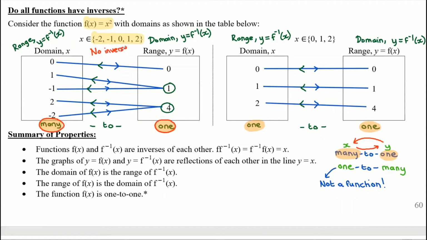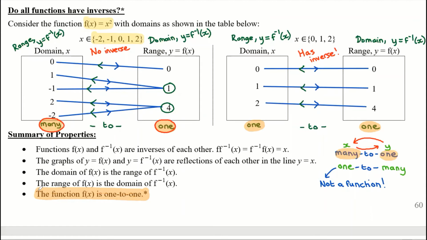However, by restricting the domain, there's no problem over here because this has an inverse, because the inverse is also 1-to-1. So that leaves us with a condition. The only way you can have a function that also has an inverse function is if the function is 1-to-1. If it's not a 1-to-1 function, it can't have an inverse, as we've just shown.